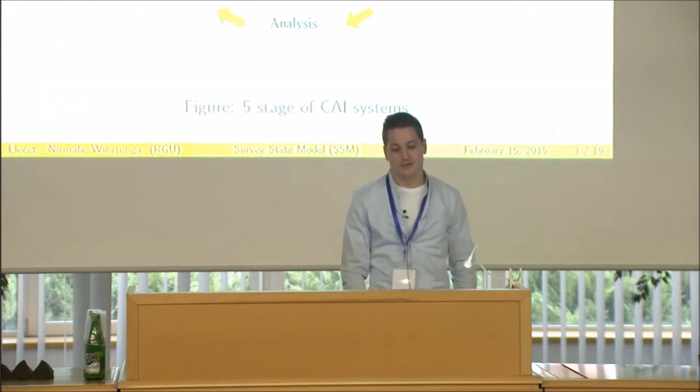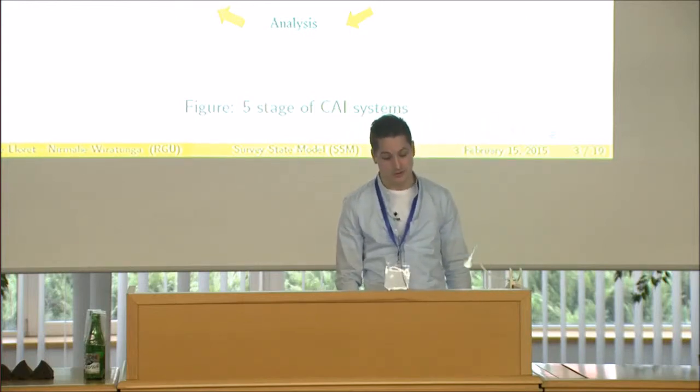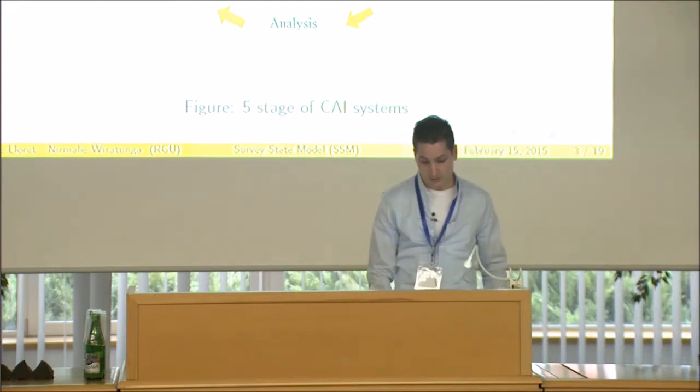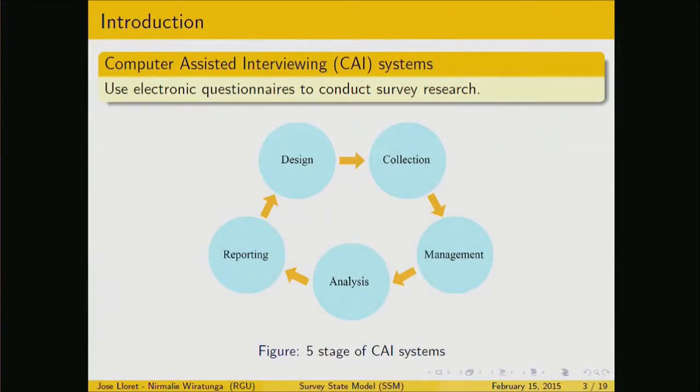Computer-assisted interviewing systems use electronic questionnaires to conduct survey research. They usually have 5 stages, of which we are going to focus on design and collection. Design means describing the features of electronic questionnaires in terms of the content, the questions, and the flow, that is the routing, and also personalization features. Collection means gathering responses from the respondents.